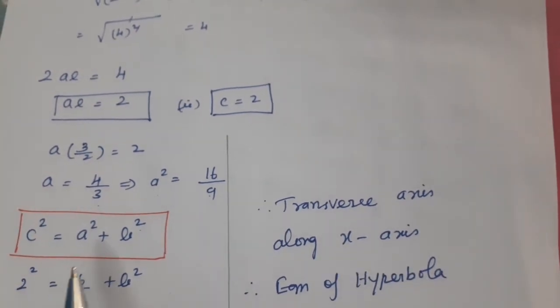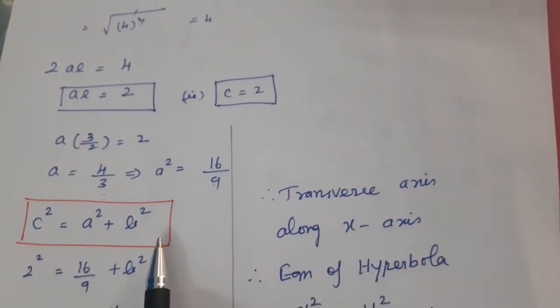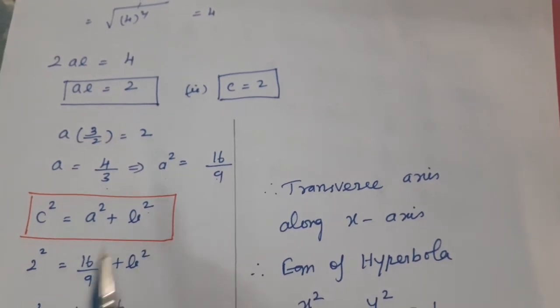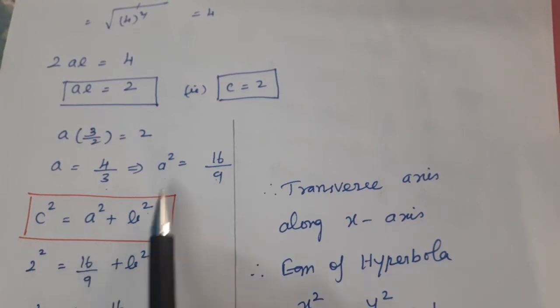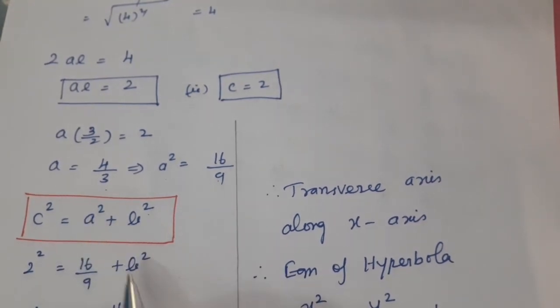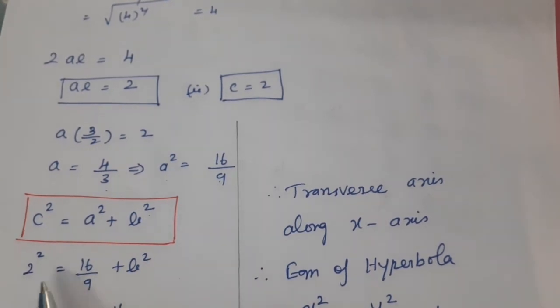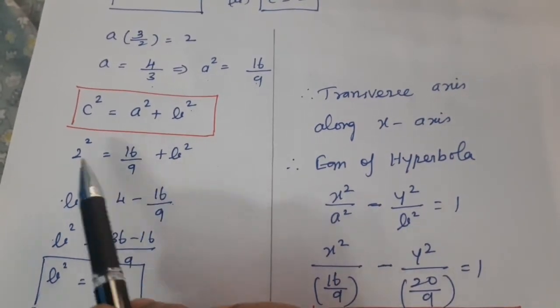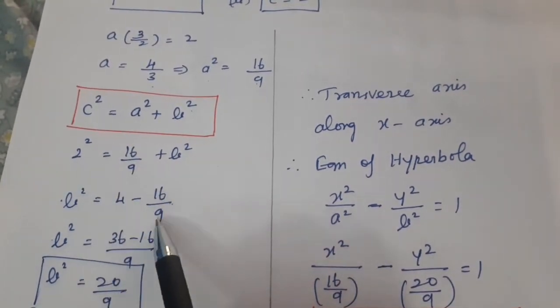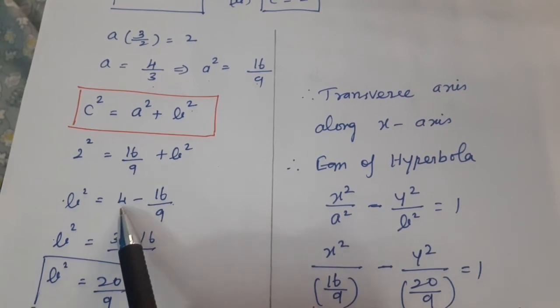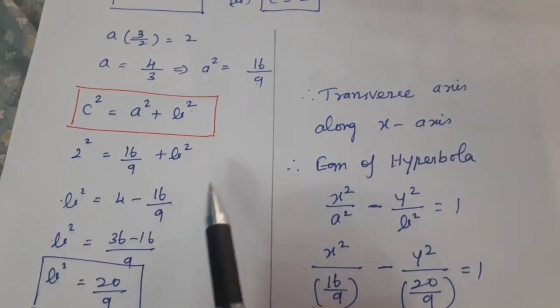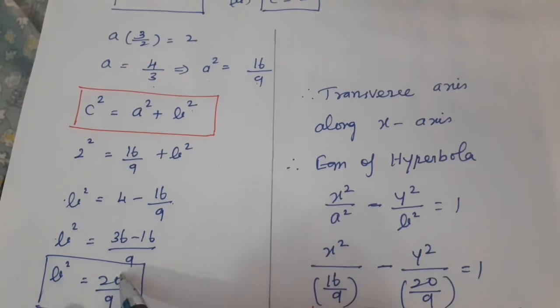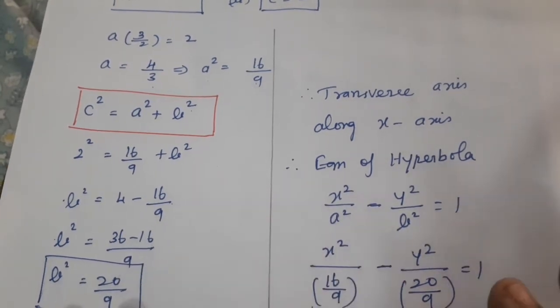For your ellipse, C square is what? A square minus B square. In hyperbola, C square equal to what? A square plus B square. So instead of C, you substitute 2. 2 square equal to A square, which is 16 by 9, plus B square, which we are going to find. So 2 2s are 4. So B square equal to 4 minus 16 by 9. See the calculation. B square equal to 4 minus 16 by 9. So multiply, 4 9s are 36. 36 minus 16 by 9. Now B square equal to 20 by 9.